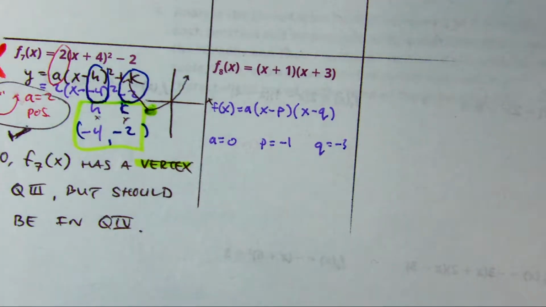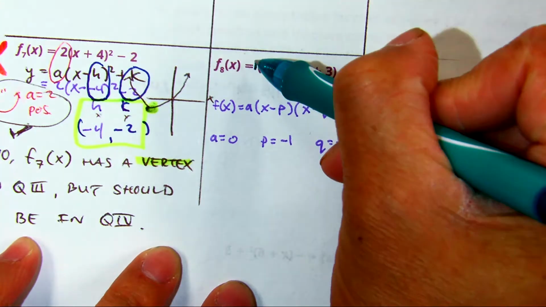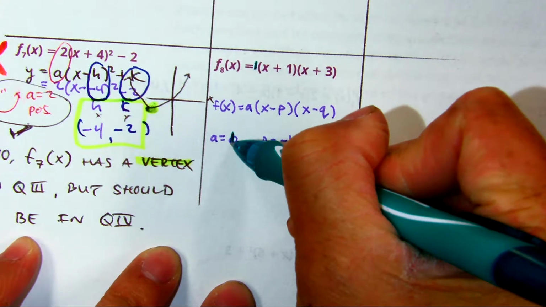Partner B, tell partner A, which one's wrong? A. Roberta, which one's wrong? That is correct. There's a 1 right here. So A should be 1.